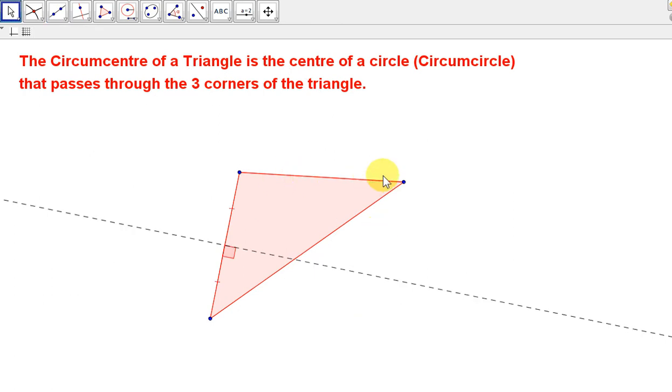Next, we get the perpendicular bisector of one of the remaining two sides of this triangle. It doesn't matter. So let's get the perpendicular bisector of this side.